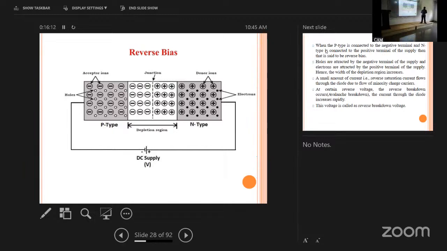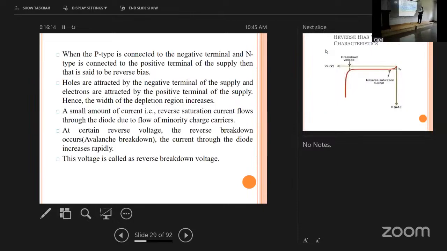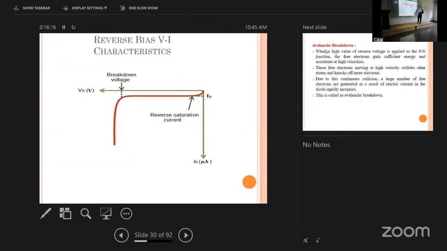Okay. Next characteristics, next curve. In reverse bias mode, the curve is like this. This is reverse current, and this is reverse voltage. In a PN junction diode, we will get avalanche breakdown. There is a value of voltage where I am increasing the voltage.